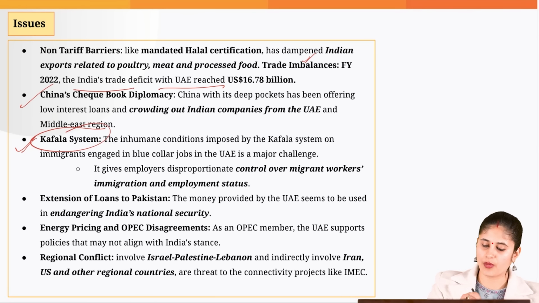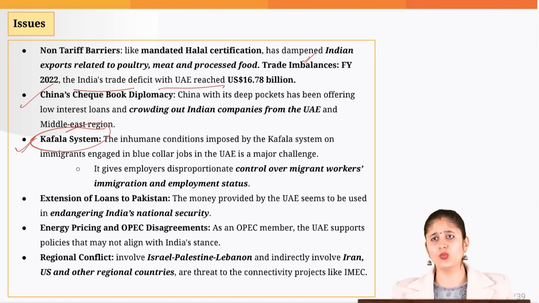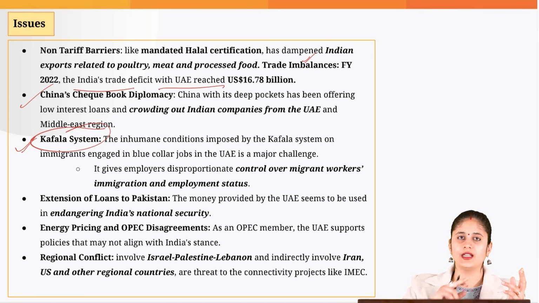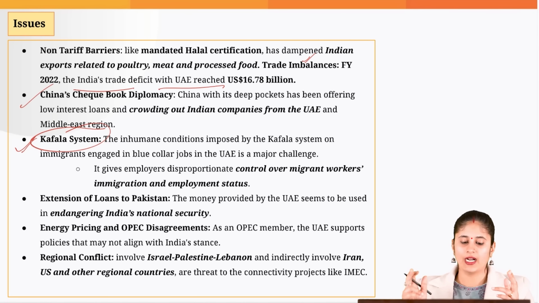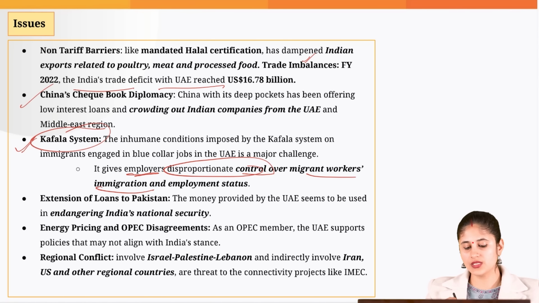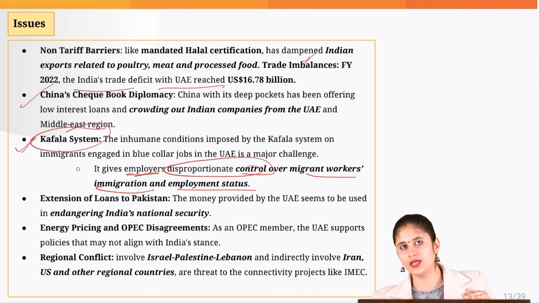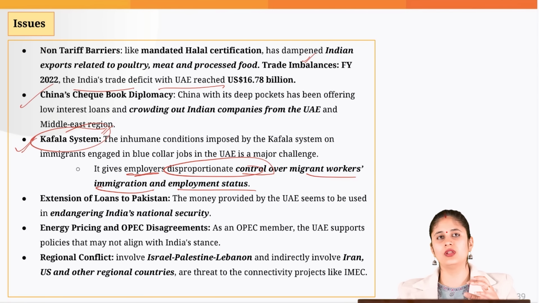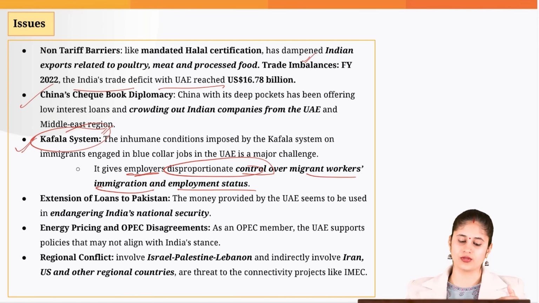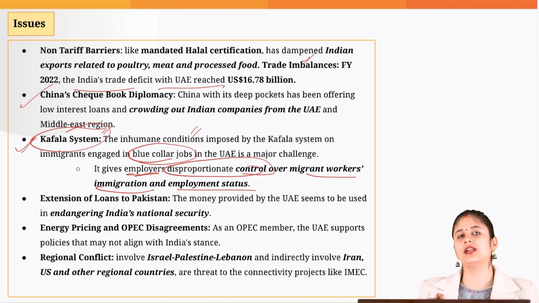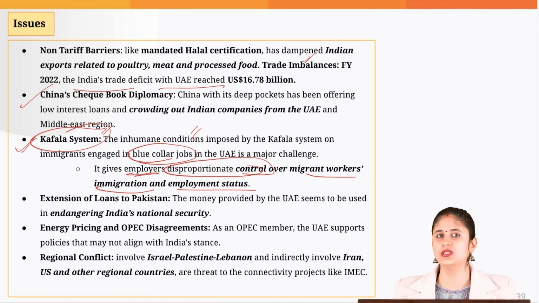Then in UAE, we have a very problematic system, that is the kafala system, wherein the Indians normally take a large amount of money, and then they enter into a debt trap. They are not able to repay the interest, and ultimately what happens? Here the employer has disproportionate control over the migrant workers' immigration and employment status. So you cannot leave UAE once you have gotten trapped into this kafala system. You have taken a large amount of debt and then you are not able to repay it. So you are not allowed to move outside UAE and you cannot leave that job also. Okay, so this is a kind of inhumane condition of work that is prevalent among blue collar jobs, basically the jobs related to the construction sector.